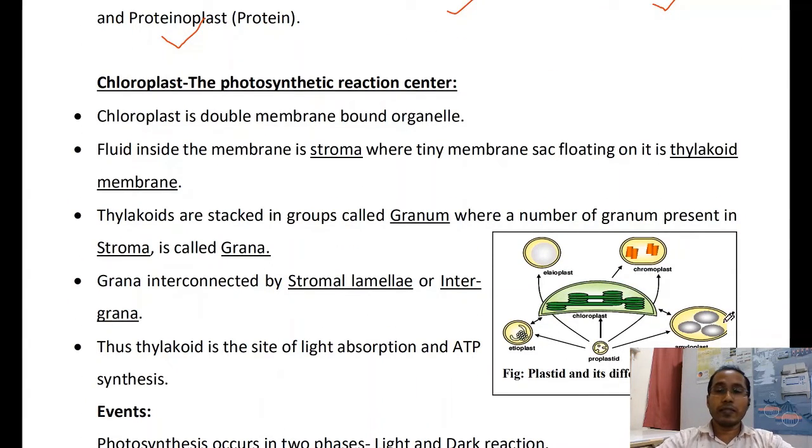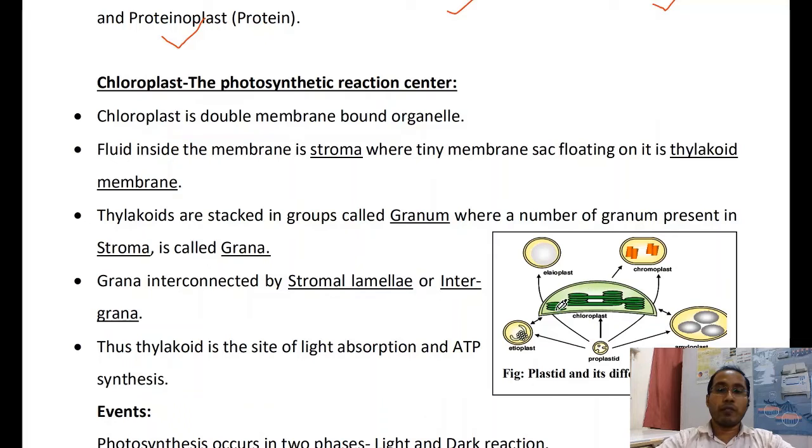We can see this is the structure of plastids. We can see here chloroplasts has been divided. Chloroplast has this particular structure, but this is the elaioplast, this is the etioplast, this is the chromoplast, and this is the amyloplast. So chloroplast has thylakoid membrane-like structure. One by one the thylakoid membranes are put in a stack-like structure, stuck together, and you can see here the fluid inside the membrane is the stroma, where tiny membrane sacs are floating, which are the thylakoid membranes.